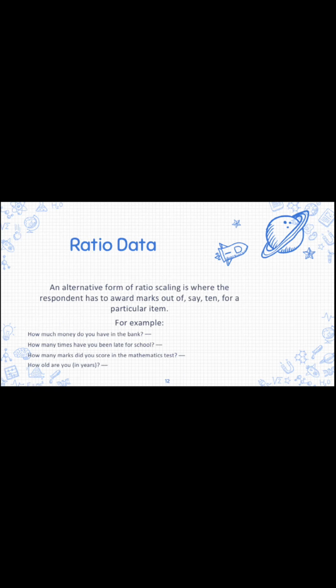Ratio data. An alternative form of ratio scaling is where the respondent has to award a mark out of, say, 10 for a particular item. For example, how much money do you have in the bank? How many times have you been late for school? How many marks did you score in the mathematics test? How old are you?